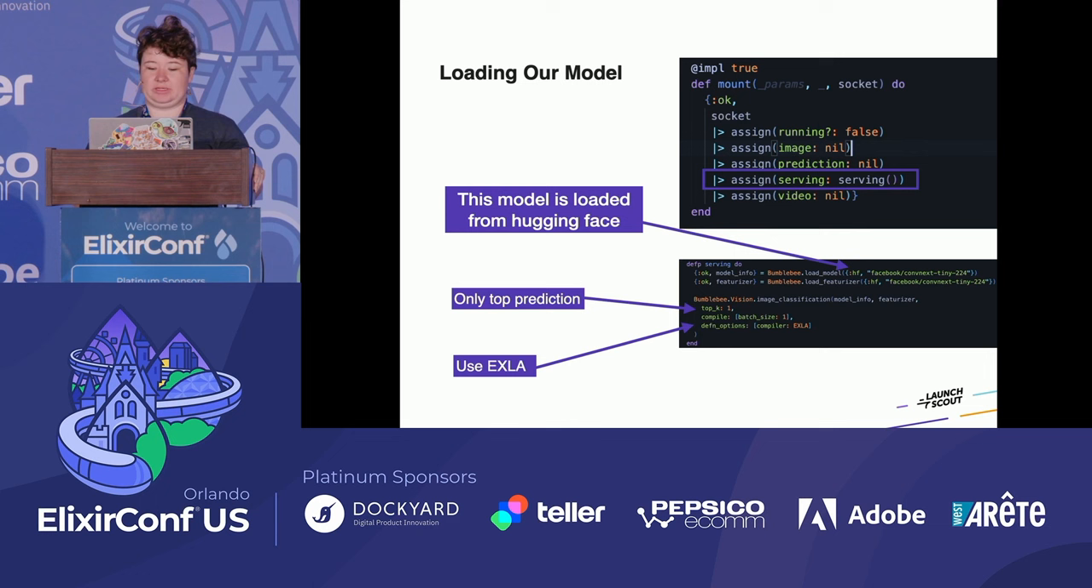function. All this is going to do is tell our serving, our NX serving function, which we're going to make later, exactly how we want to compile this data. There's a lot of information here. It's not as complicated as it looks. Top K just means I only care about what it really thinks the image is. I don't care about its second or third guess. And compiling, I only want to see one batch at a time, and then we are telling it to send it to EXLA because we don't want to deal with it. Let EXLA do it.